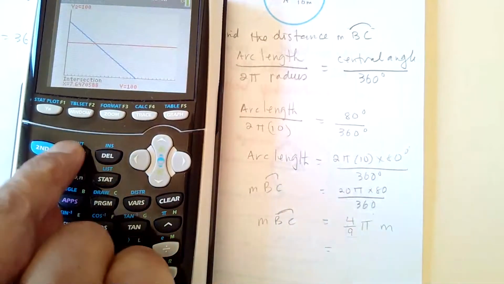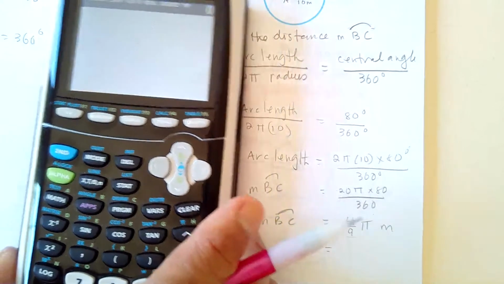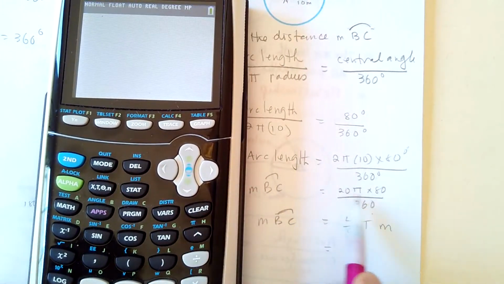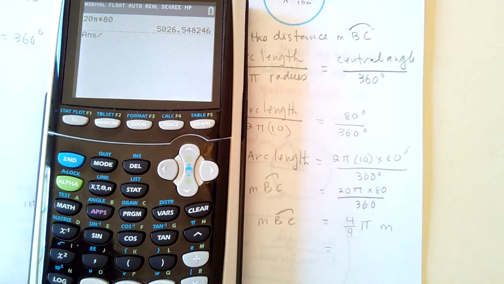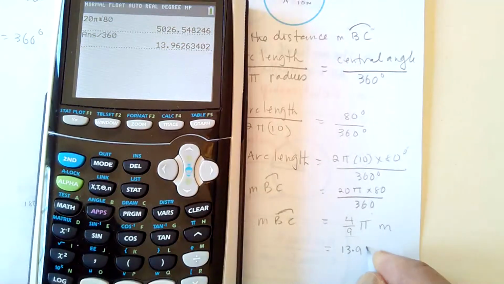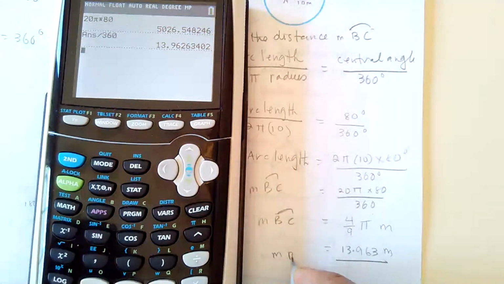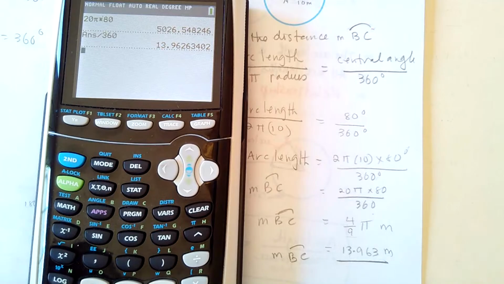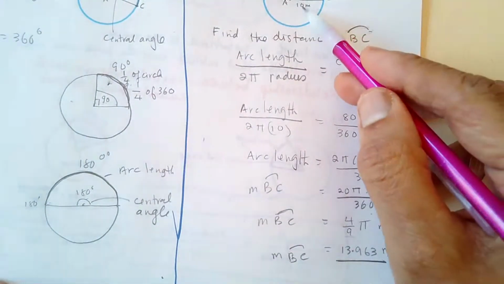What I could have done, let me just get my calculator all organized here, I could put 20 times pi times 80 divided by 360. So 13.96 approximately, maybe 2 or 3 decimal places here, meters. So the measurement of BC is 13.96. The radius is 10.